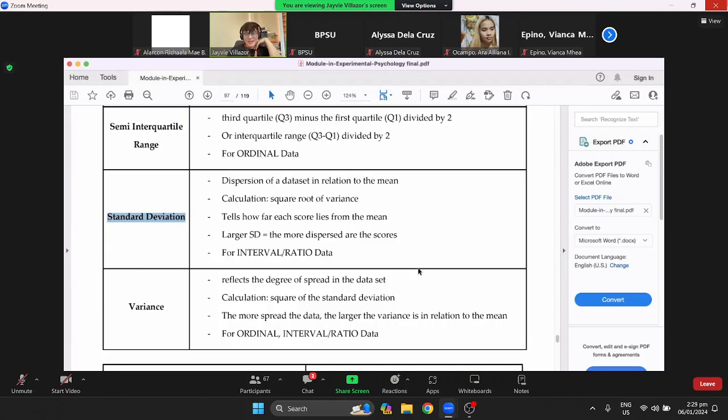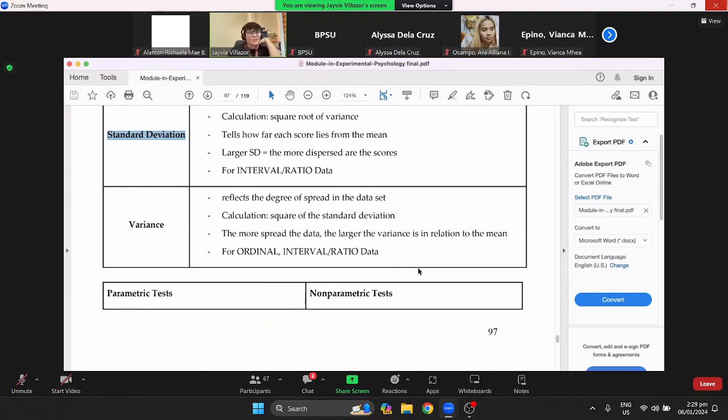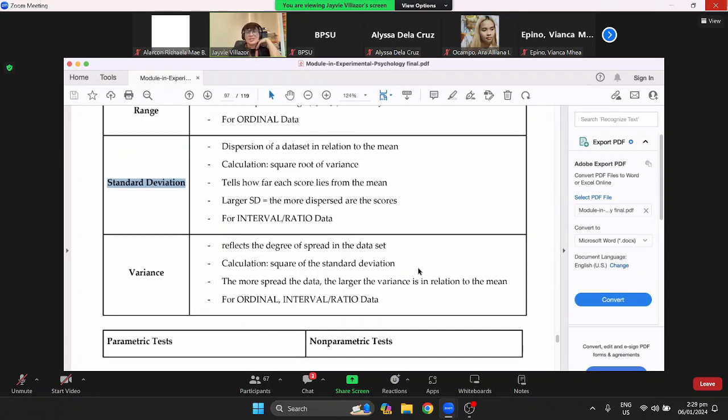Okay po? Ayan. And then last is the variance. So variance reflects the degree of spread in the data set. Okay? So calculation, you're going to square the standard deviation. And the more spread the data, the larger the variance is in relation to the mean. So it's almost the same with standard deviation.